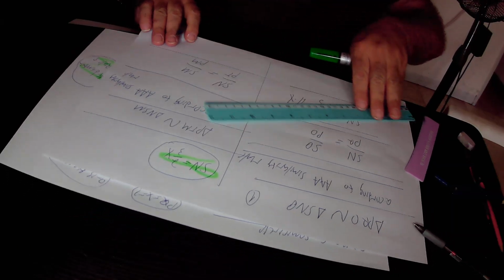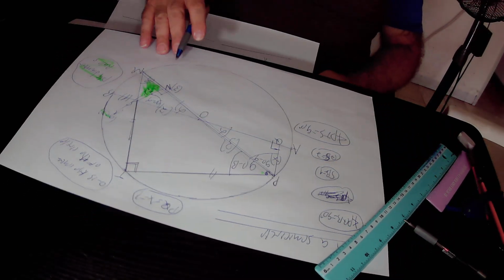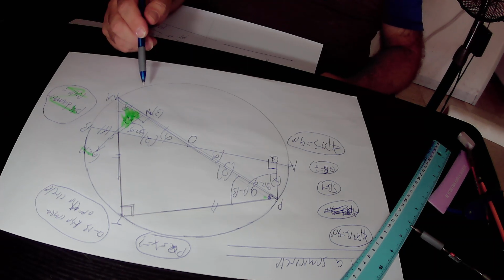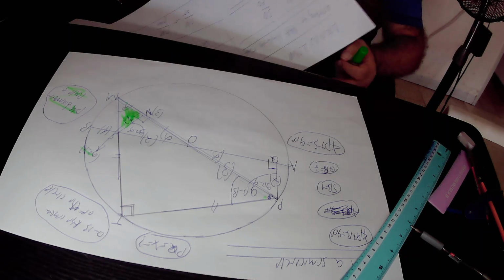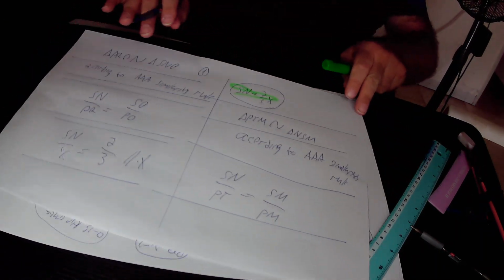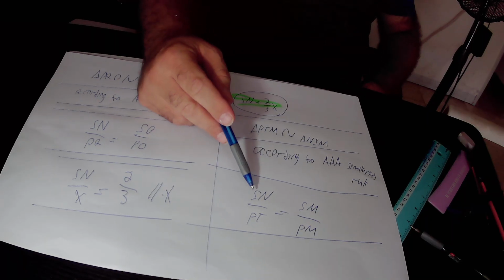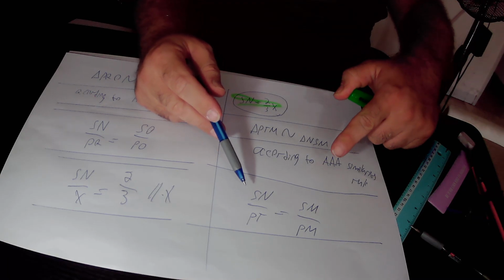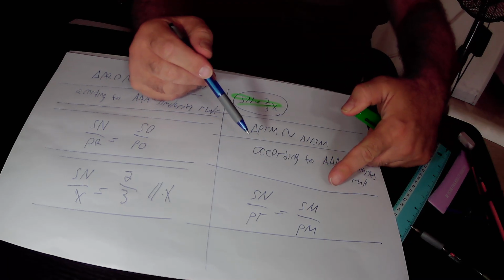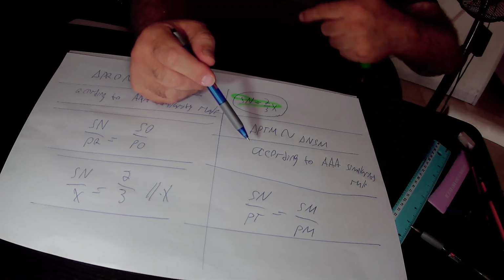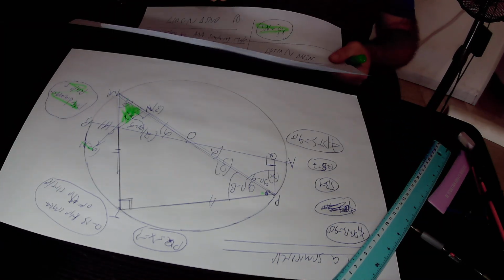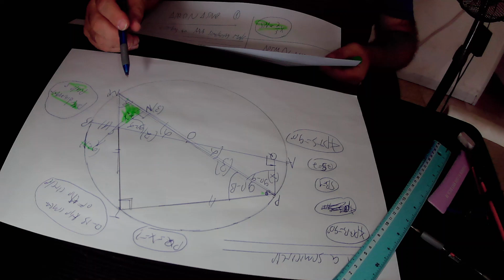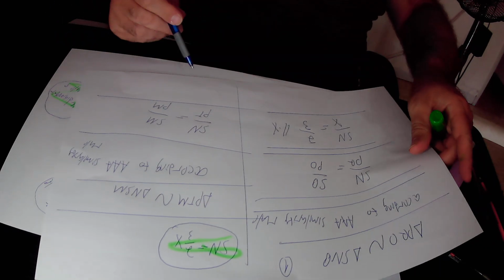Again, from the fact that the big right triangle PTM is similar to the small green right triangle NSM, we derive that the following relationship exists between their sides: side SN of the small green right triangle NSM over side PT of the big right triangle PTM is equal to side SM of the small green right triangle NSM over side PM of the big right triangle PTM. We have already found that NS equals 2/3 x.